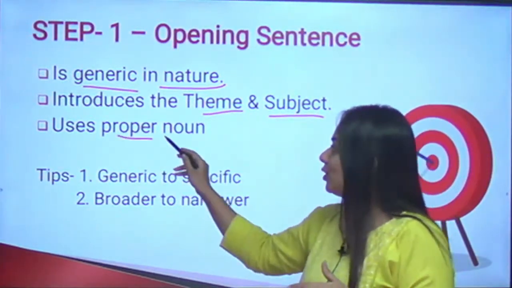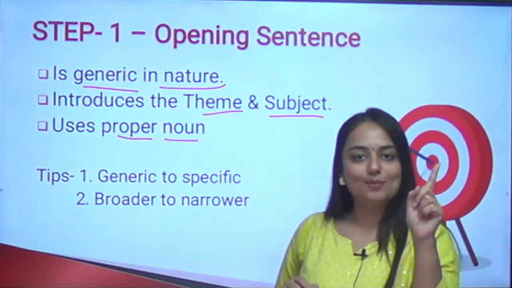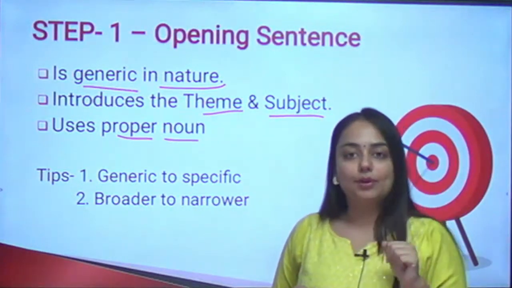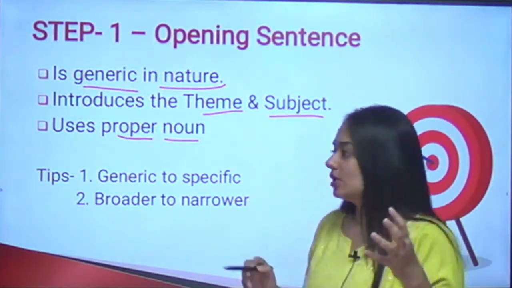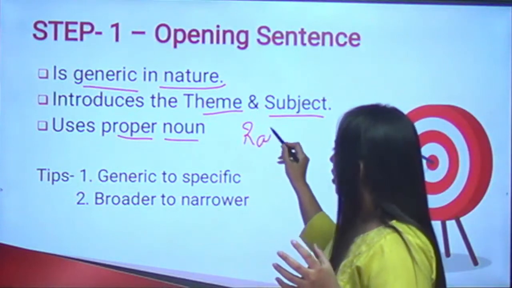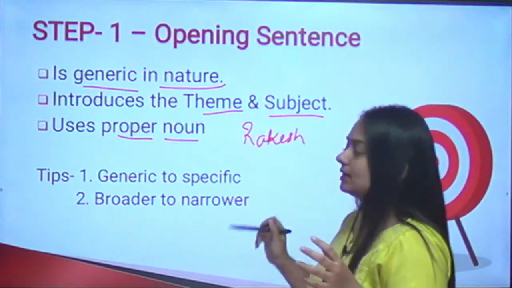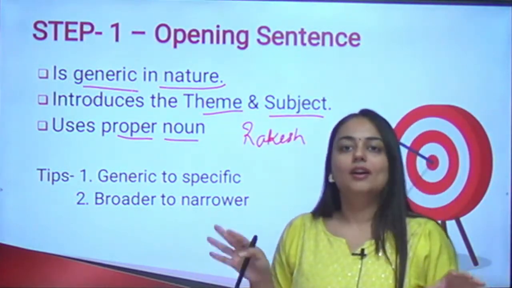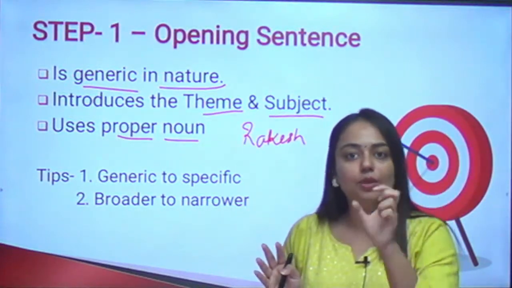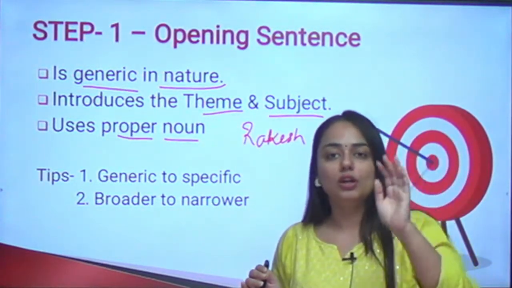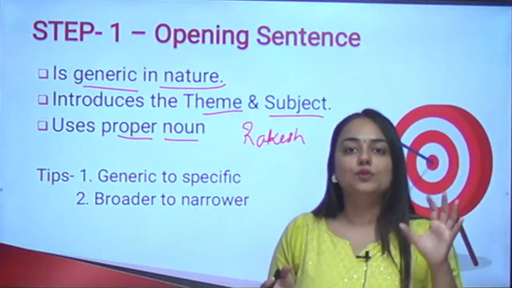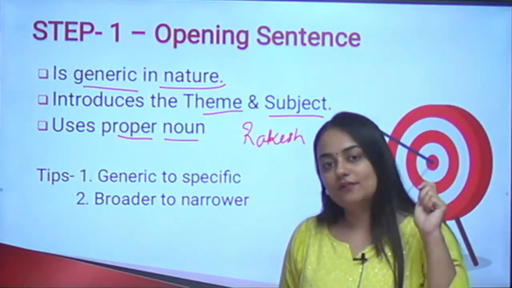It uses a proper noun. Now do not underestimate this point. For example, I am talking about a person named Rakesh. Obviously, I'll not directly start with he, his and him. In the first sentence, I would name the person. Only then I will go on using certain pronouns for the same person. So this is a very nice trick.